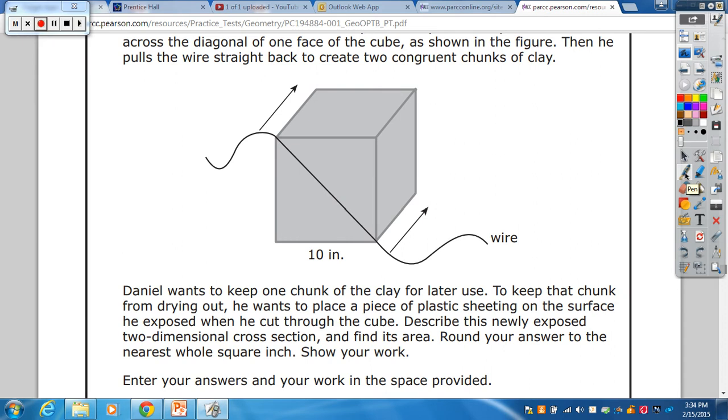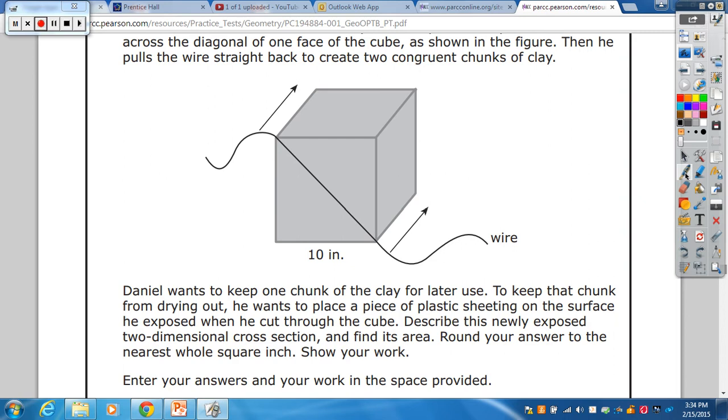Okay. I'm going to skip the first two paragraphs at the top where it describes what's going on, and go right down to the bottom. Here it says, Daniel wants to keep one chunk of the clay for later use. To keep the chunk from drying out, he wants to place a piece of plastic sheeting on the surface he exposed when he cut through the cube. Describe the newly exposed two-dimensional cross-section and find its area. Round your answer to the nearest whole square inch.